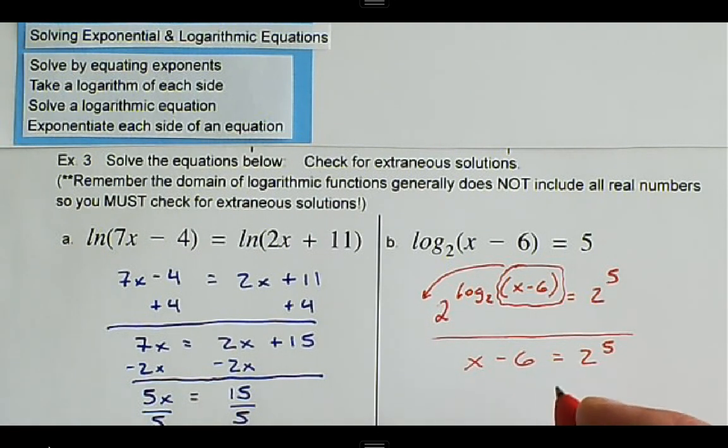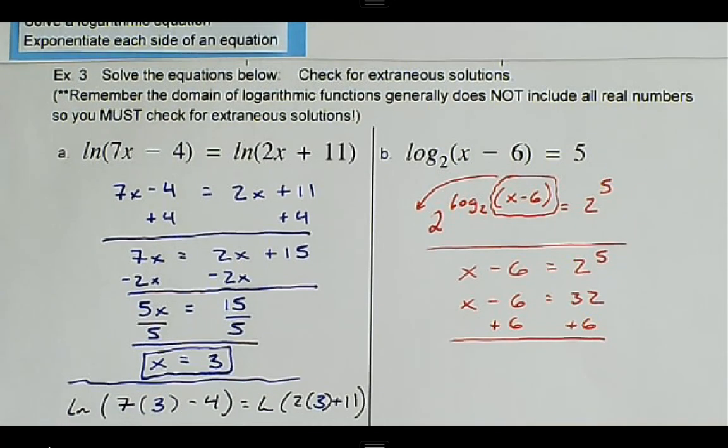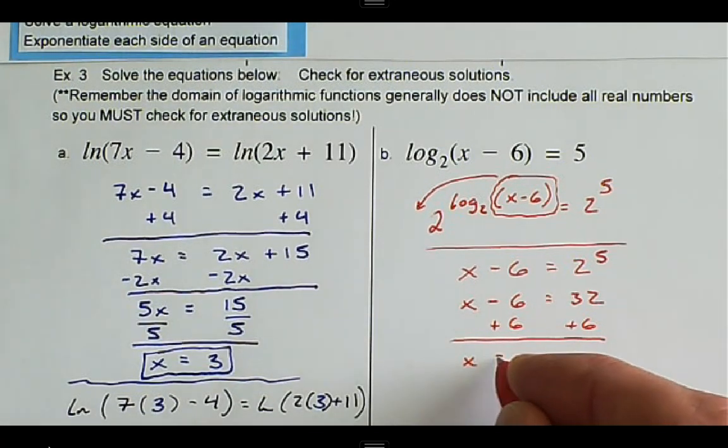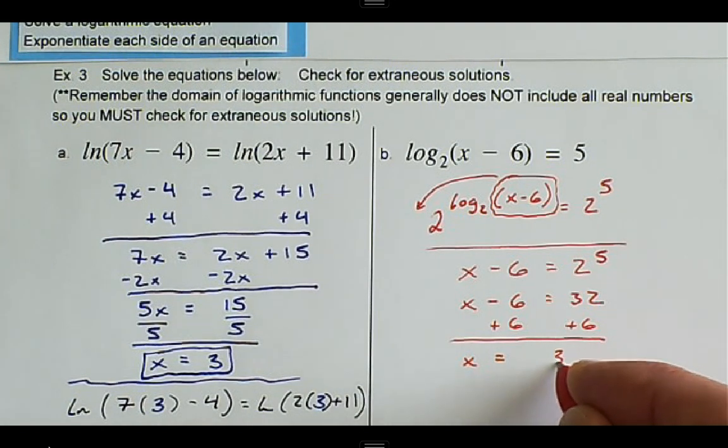And then we know what 2 to the 5th is. 2 to the 5th is 32. And then we can add 6. And then we get x is equal to 38.